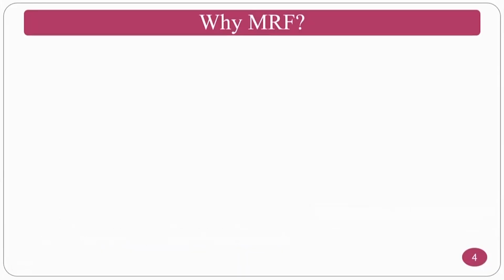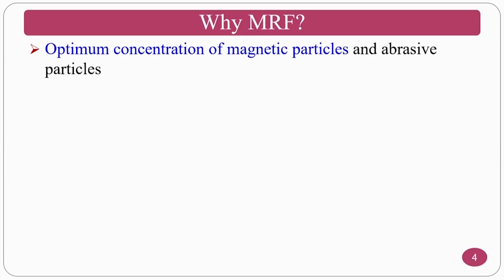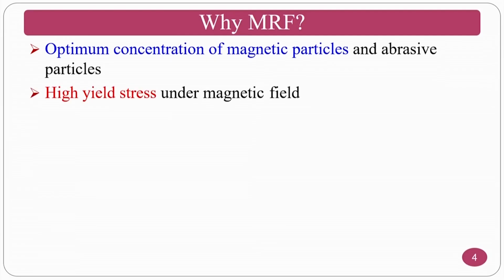Here the bonding strength between the abrasive particle as well as the other parts of the magneto-rheological finishing fluid will depend on the magnetic field strength. It is externally controlled, but in conventional grinding the bonding strength is inbuilt in the grinding wheel. So, why only the MRF process for some of the applications? So, the optimum concentration of magnetic particles and abrasive particles can be varied, with high yield stress and magnetic field.